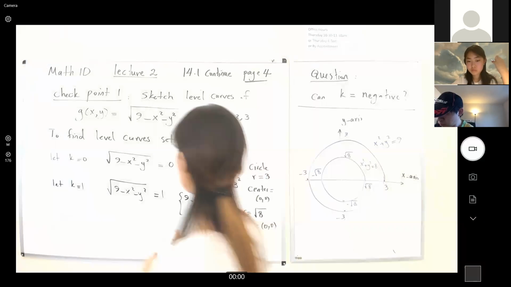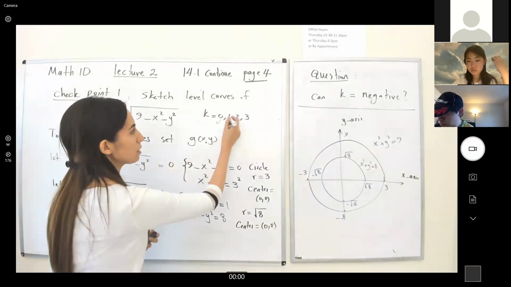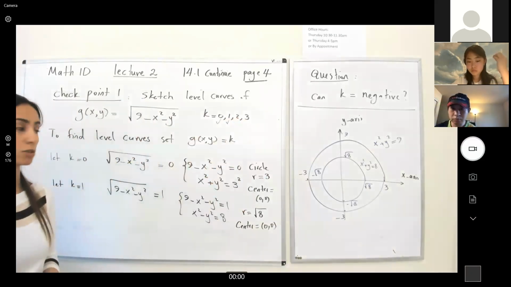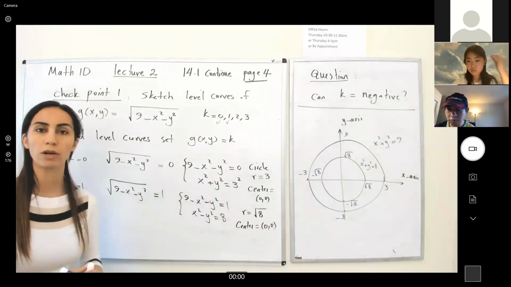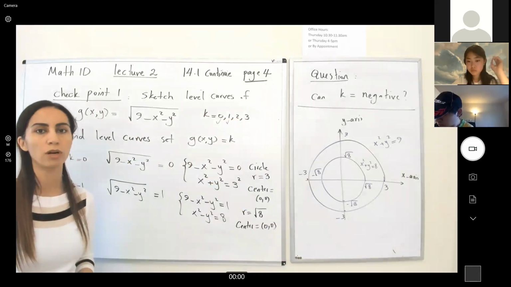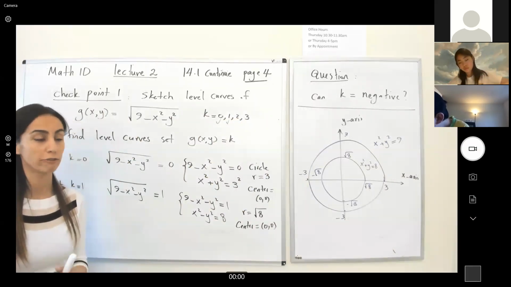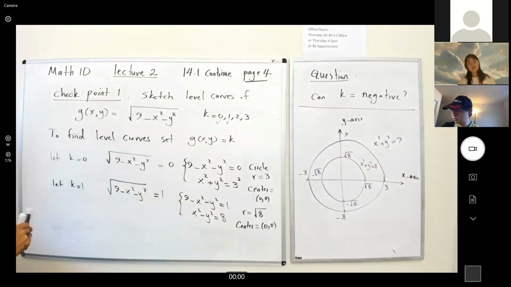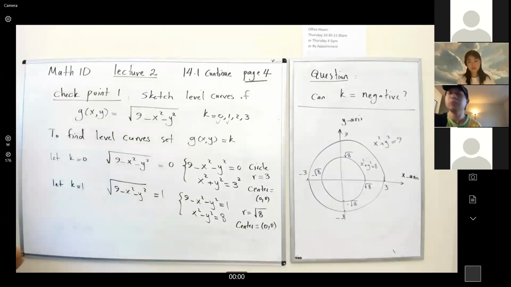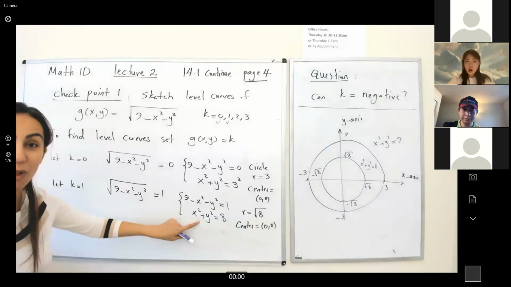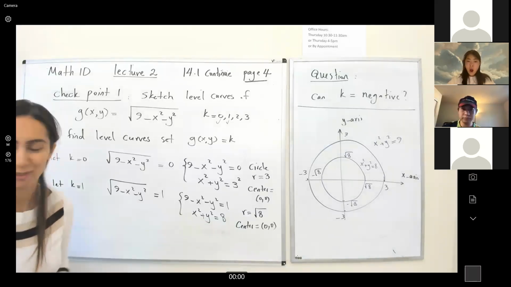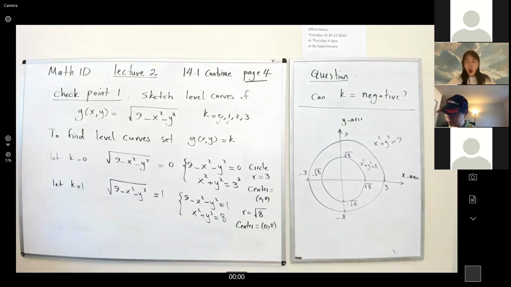Well, you might say, hey, what if I plug in 2? If you plug in 2, then you have 9 minus x squared minus y squared equals 4. So you get a circle with radius square root of 5. Professor, the sign of what? So this is a plus, x squared plus y squared equals 8. Thank you. Very well.